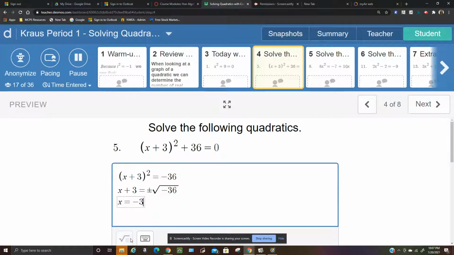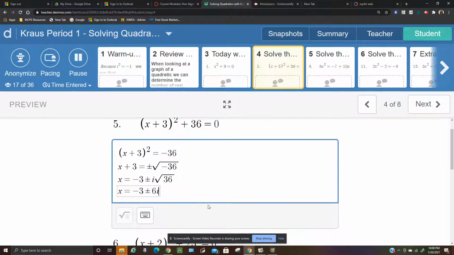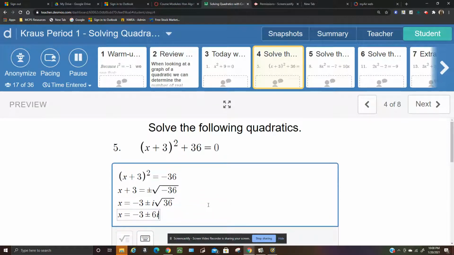Pull an i out. And finally, take the square root of 36. I get negative 3 plus or minus 6i.